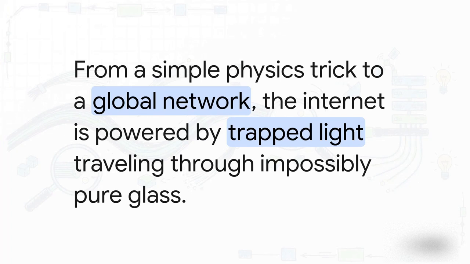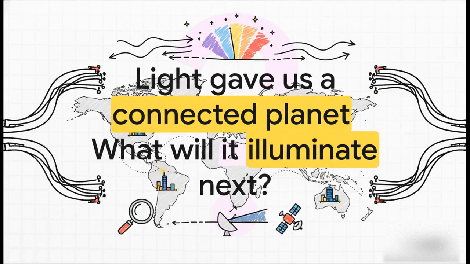So when you step back and look at it, it's really incredible. This whole thing started as a simple physics trick, basically a parlor trick of guiding light through a stream of water. And from that, it has evolved into the central nervous system for the entire planet, a global network that's all powered by nothing more than trapped light. You know, light gave us this completely connected planet. It just makes you wonder, what's it going to illuminate for us next?